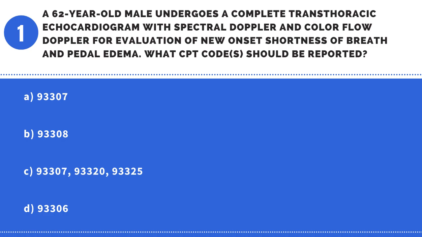Question 1. A 62-year-old male undergoes a complete transthoracic echocardiogram with spectral Doppler and color flow Doppler for evaluation of new-onset shortness of breath and pedal edema. What CPT code should be reported? A. 93307. B. 93308. C. 93307, 93320, 93325.